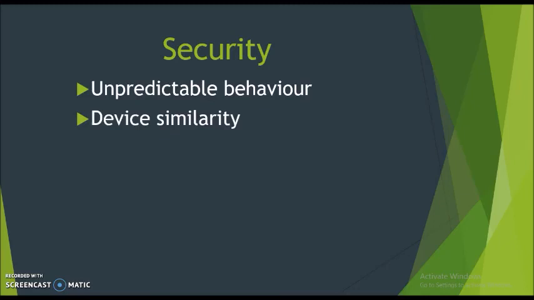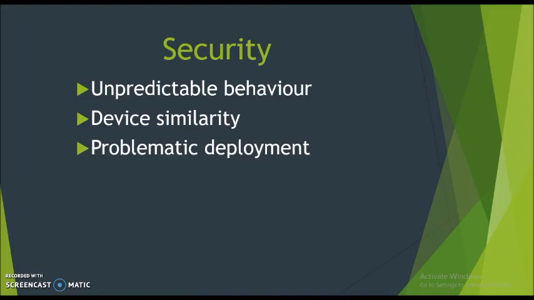Device similarity. IoT devices are fairly uniform. They utilize the same connection technology and components. If one system or device suffers from a vulnerability, many more have the same issue. Problematic deployment. One of the main goals of IoT remains to bring advanced networks and analytics where they previously could not go. Unfortunately, this creates the problem of physically securing the devices in remote or easily accessed places.